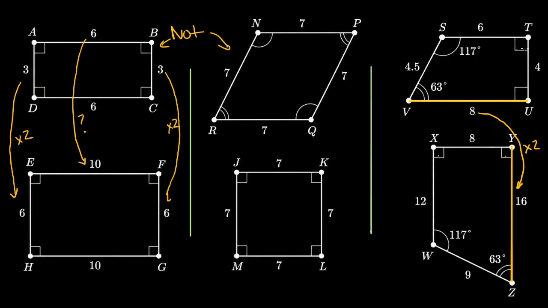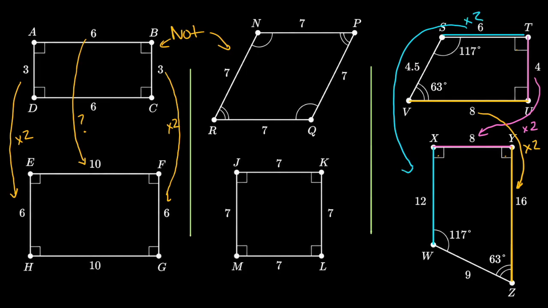Let's look at the shortest side. This TU looks like it corresponds to this XY. To go from 4 to 8, we are also multiplying by 2. So far, so good. Let's go to the next side right over here. That side and that side correspond to each other. And so if we're going from ST to WX, we are going from 6 to 12, which is multiplying by 2.